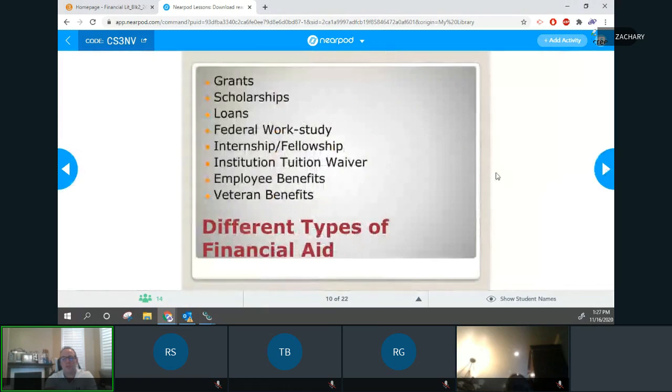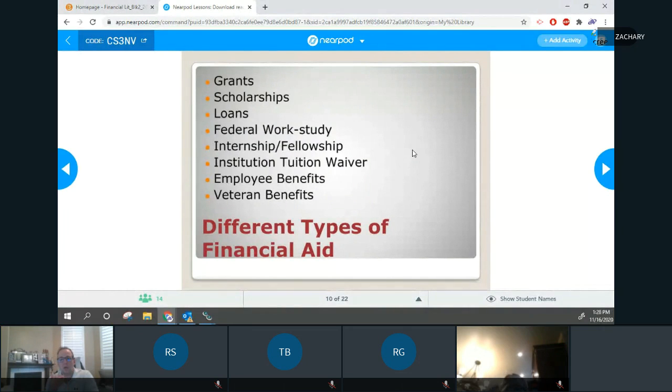So here's just some opportunities, okay? So you have grants. Now a grant is what you do, and I got college grants when I was going first to school, is you submit an application, what's called a FAFSA application, and I'll kind of show you where to do that. And your counselors will be really good to kind of walk you through this process as well.